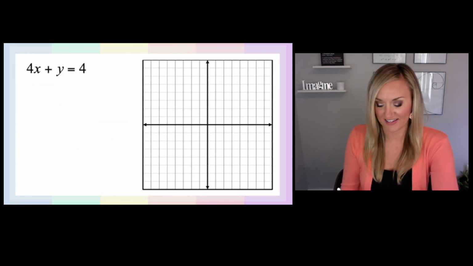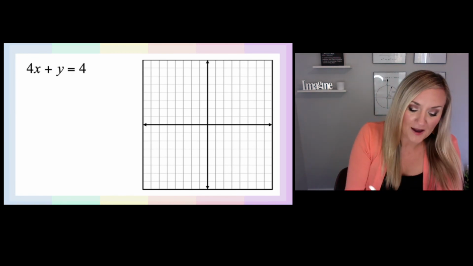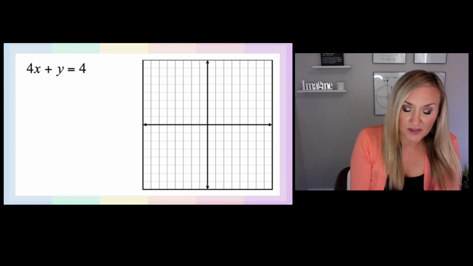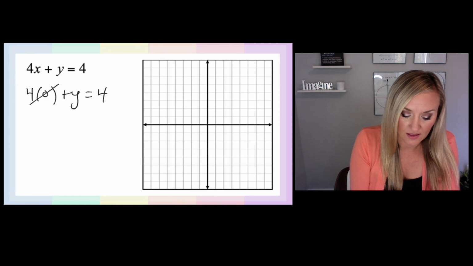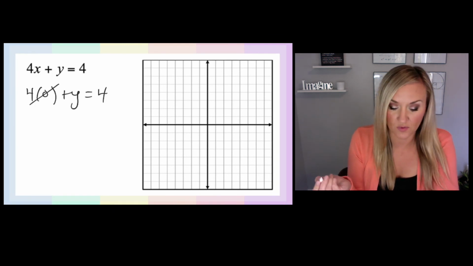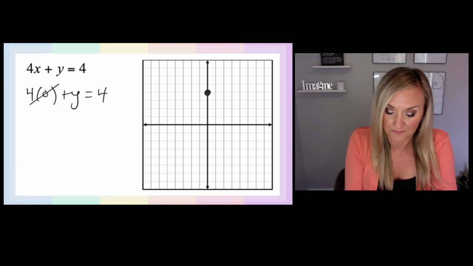All right. Let's try another one just because it's fun, right? Isn't this fun? Let's go ahead and try another one. Let's plug in 0 for x. So 4 times 0 plus y equals 4. Ooh, look at that. Just y equals 4. That was easy. So y is a positive 1, 2, 3, 4.